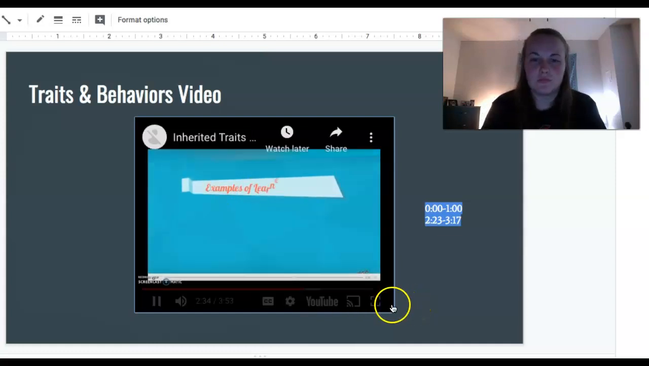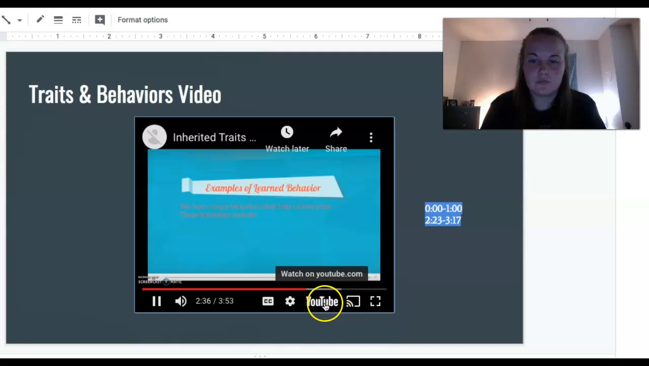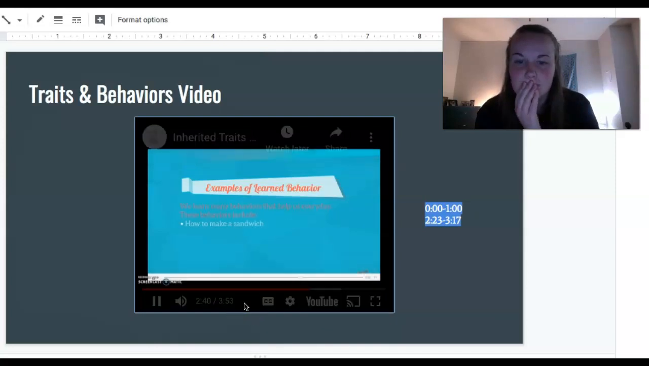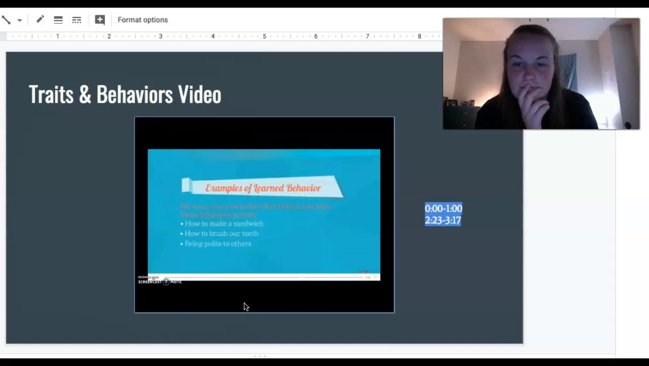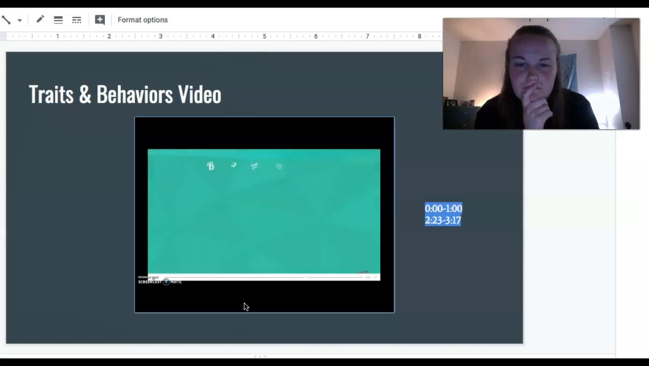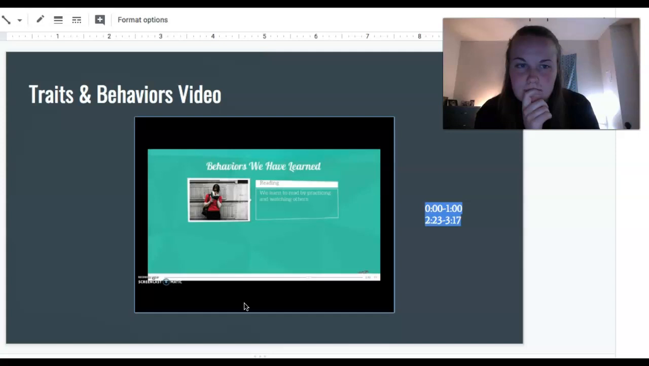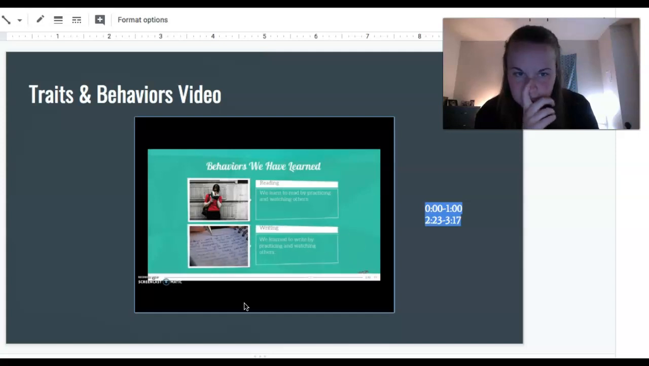Examples of learned behaviors. We learn many behaviors that help us every day. These behaviors include how to make a sandwich, how to brush our teeth, being polite to others, and using an iPad. Some other examples of behaviors we have learned include reading and writing. We learn how to read and write by watching others and practicing.